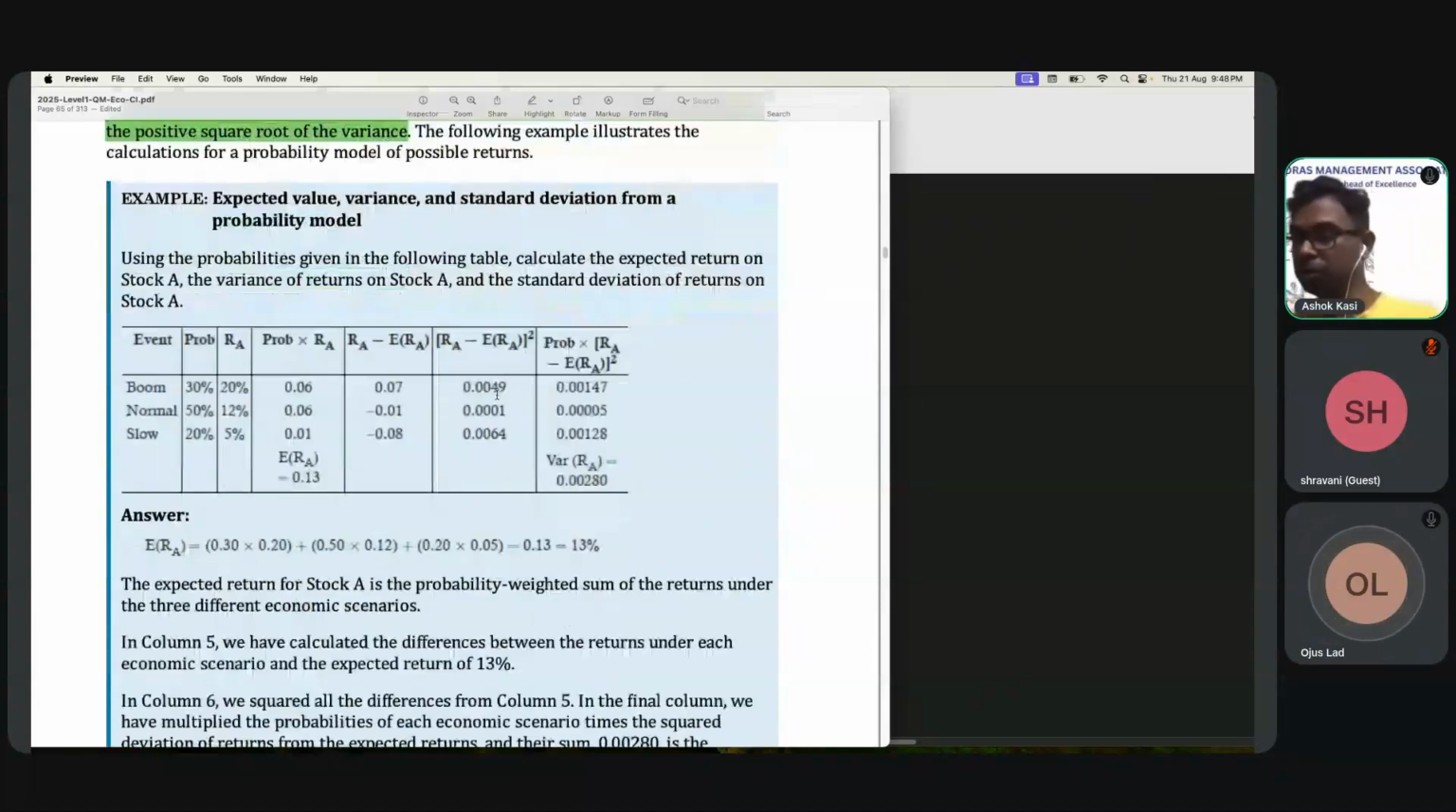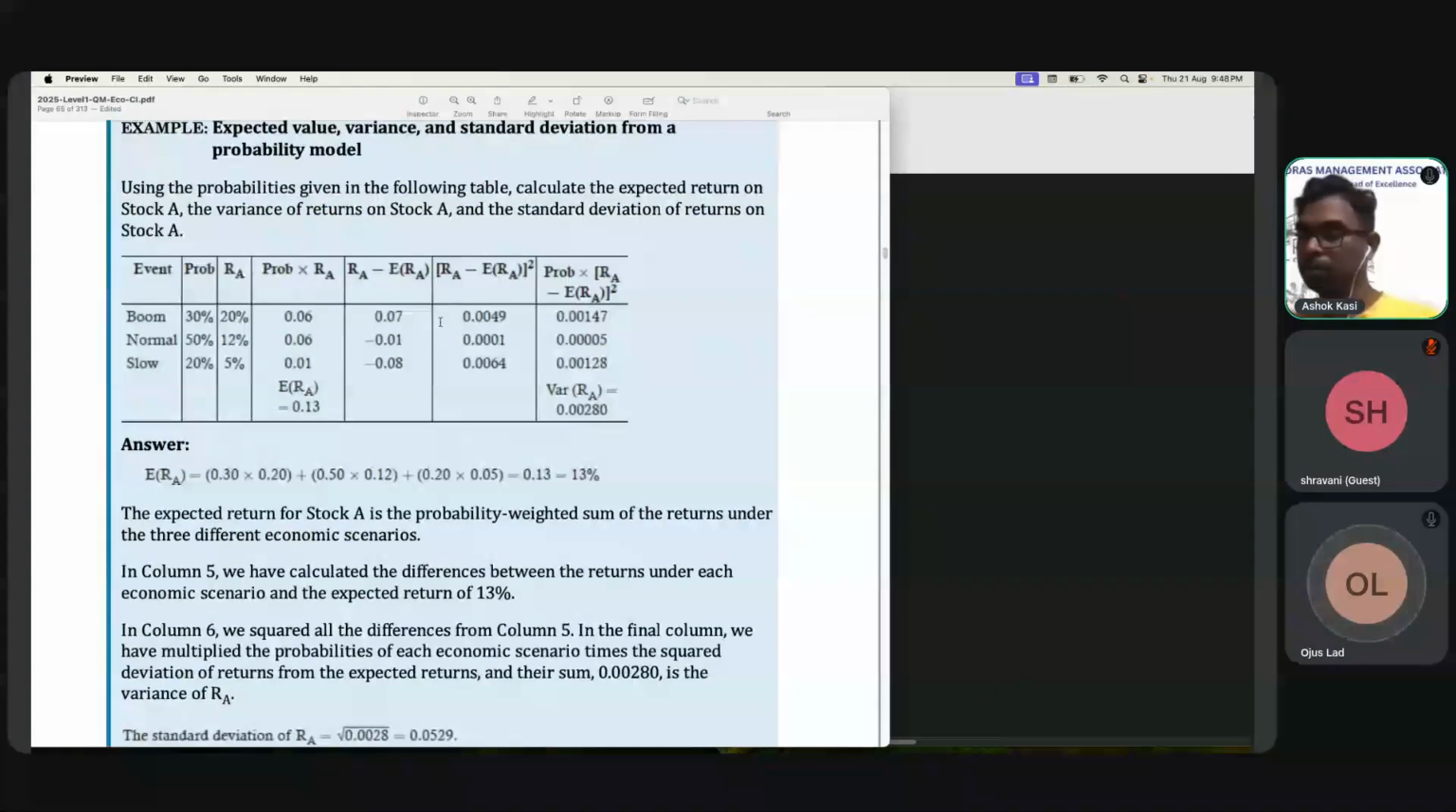Okay, let's see this question now. Let's go through this question. Actually, here you don't have to see all the columns. Just the first 3 columns: event, probability, and return of A. The rest all should be a part of the answer, not part of the question. Only read till there.